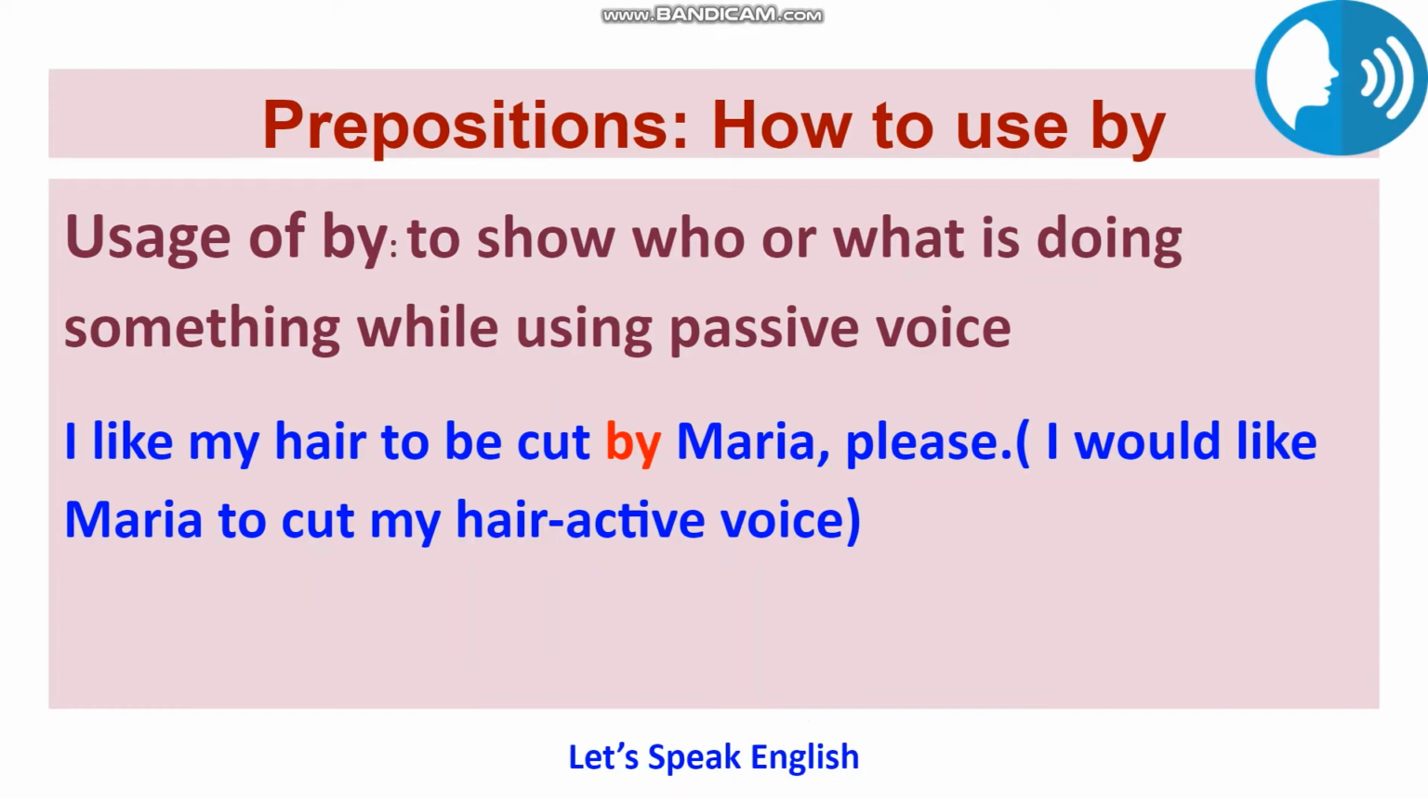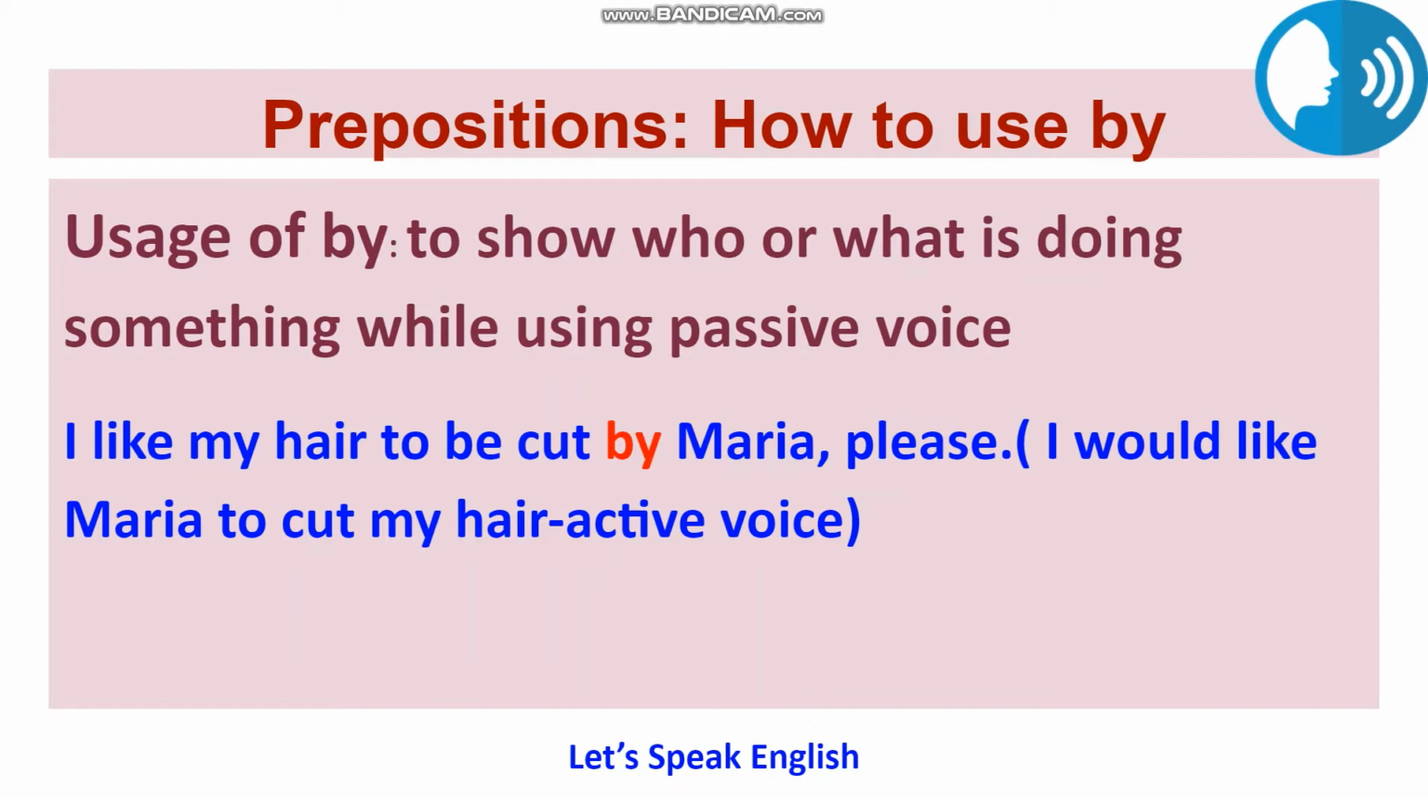We also use by to show who or what is doing something when we are using the passive voice. For example, I'd like my hair to be cut by Maria, please. So this is the passive voice. In English, we use the passive voice or the active voice for different reasons. So this is the passive voice right here. The active voice would be, I would like Maria to cut my hair.